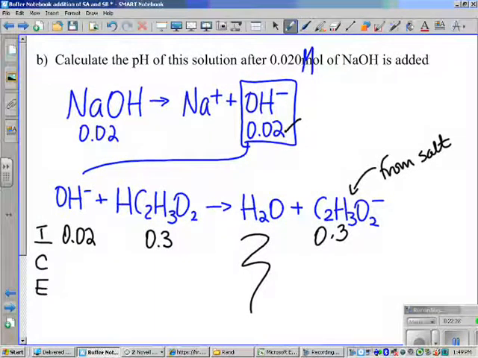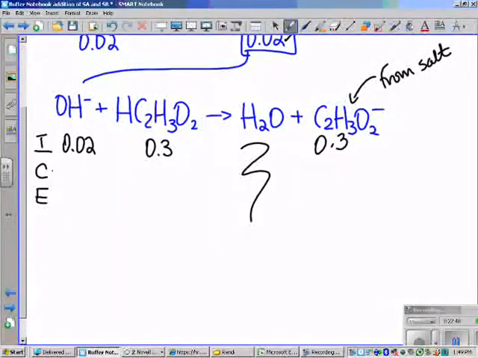Okay, now for the change. This is different than the tables. No X's, nothing like that. The change is very simple. If this buffer is going to do its job, how much of that hydroxide should be there in the end? None, right? If it's doing its job, it's going to get rid of the bad guy, the OH minus. So if I started with 0.02, then I know my change is going to be 0.02. I know I'm going to use up all 0.02 of it.